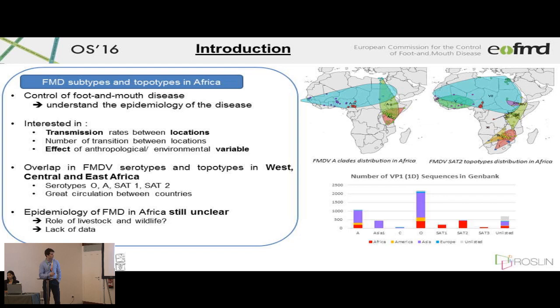So in sub-Saharan Africa, we've got quite a huge overlap of serotype and topotype FMD viruses, with some serotypes from O, A, SAT1, and SAT2. And we've got apparently a great circulation between the different countries in sub-Saharan Africa. But the epidemiology of FMD in Africa is still unclear. We still don't know exactly the role of livestock and wildlife in the virus transmission. And the main problem too is that we've got quite a lack of data that makes us less able to understand properly the transmission and the epidemiology of the virus.